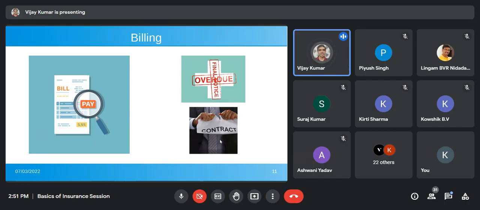Even after they cancel your contract, they cancel your policy, there is some more time given to the customer to make the payment, and if they make the payment, we can reinstate the policy. Reinstatement is an advanced concept in insurance, but even that period is there as well. Even after the grace period, there is some more time given to customers. Any more questions in billing?